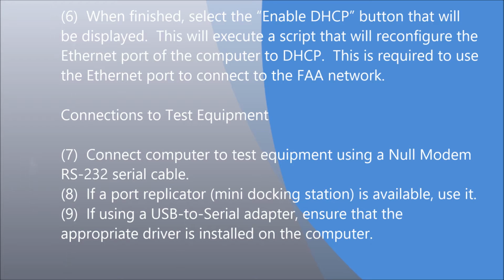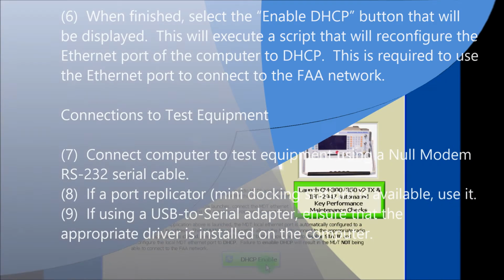The last thing we'll cover is the connections between the computer and the test equipment. Now, you'll need to use a null modem RS-232 serial cable to make the connection between the computer and the test equipment. The null modem is required. Now, if your computer does not have an RS-232 serial port and a port replicator is available, sometimes referred to as the mini docking stations, use it. Otherwise, if you're using a USB to serial adapter, make sure that the appropriate drivers are installed on the computer prior to you using it.